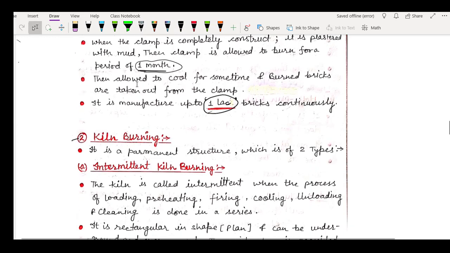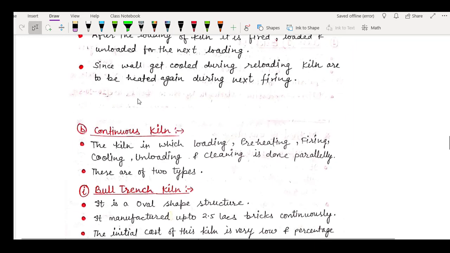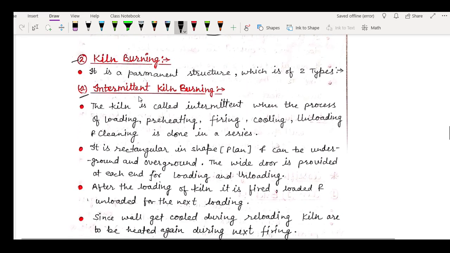The second type of burning is kiln burning. Here a kiln is a structure, and kiln burning is of two types. First is intermittent kiln burning and second is continuous kiln. In kiln burning it is a permanent structure. So the basic difference between kiln burning and clamp burning is that the clamp is a temporary structure whereas the kiln is a permanent structure, which is of two types.